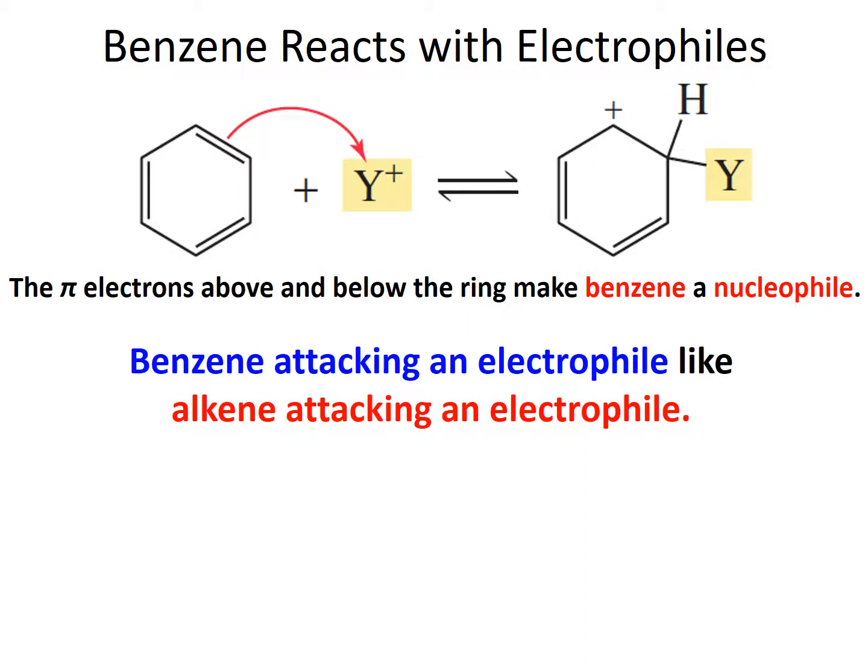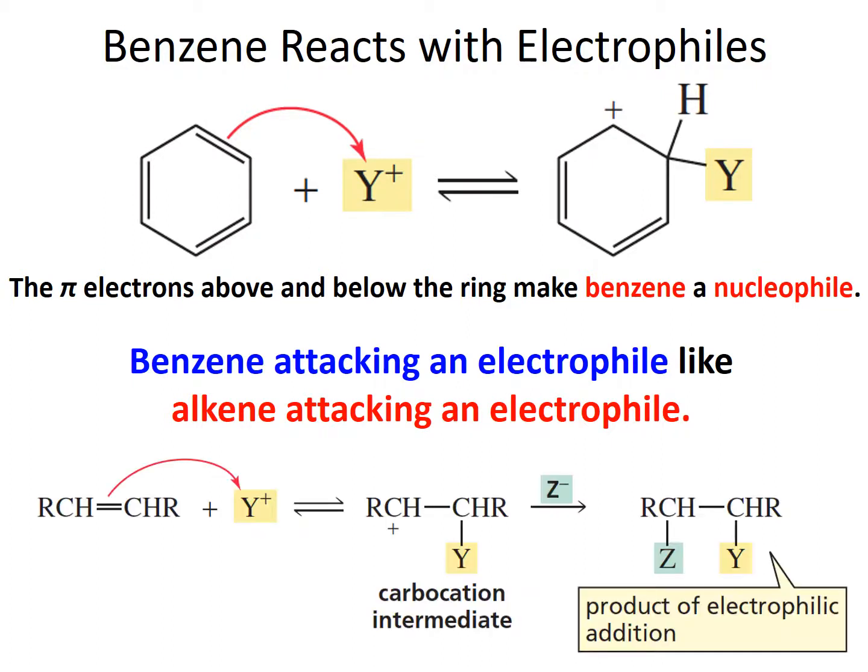This is going to be exactly like an alkene. So if we look back, this is what we drew for an alkene mechanism. You can see it grabbing its electrophile, carbocation at the other position, and your nucleophile would come in. This last part's going to be a little different for electrophilic aromatic substitution.